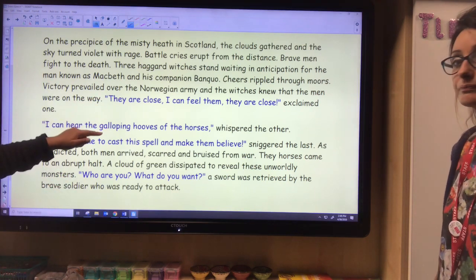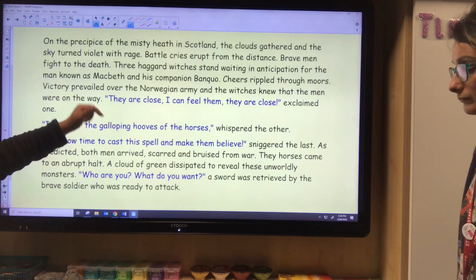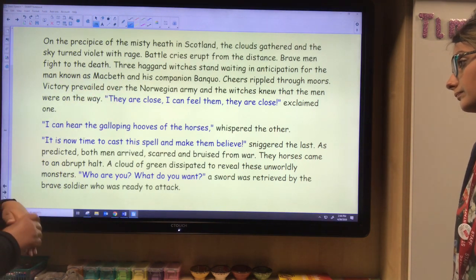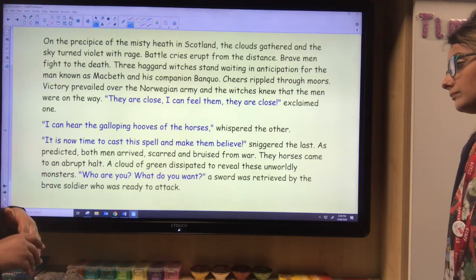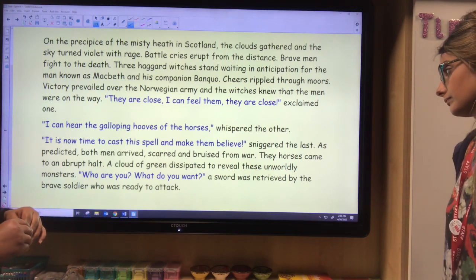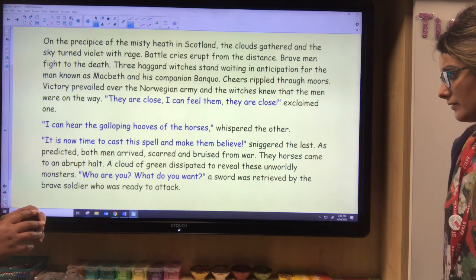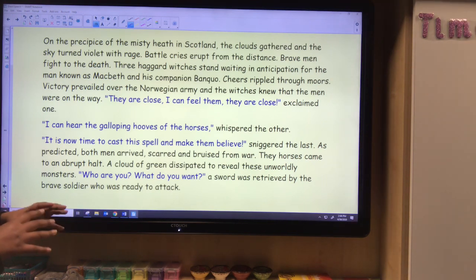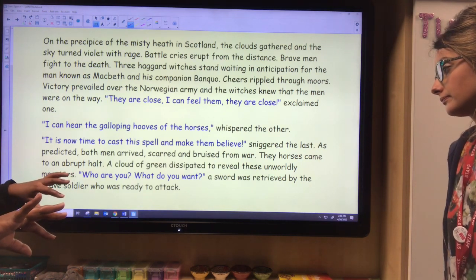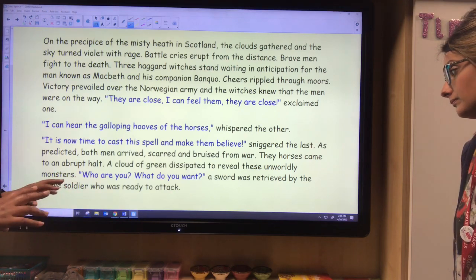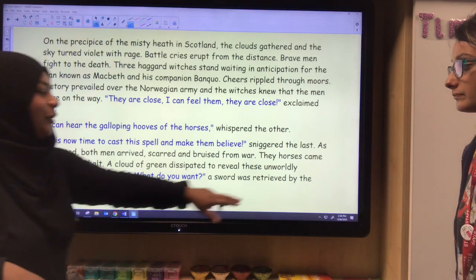So as you can see here, I've got a new speaker. Okay, so that's witch number 1, witch number 2, so I've got a new speaker, new line. "It is now time to cast a spell and make them believe," sniggered the last. As predicted, both men arrived, scarred and bruised from war. The horses came to an abrupt halt. A cloud of green dissipated to reveal these unworldly monsters. "Who are you? What do you want?" A sword was retrieved by the brave soldier who was ready to attack. I've got a passive voice here.